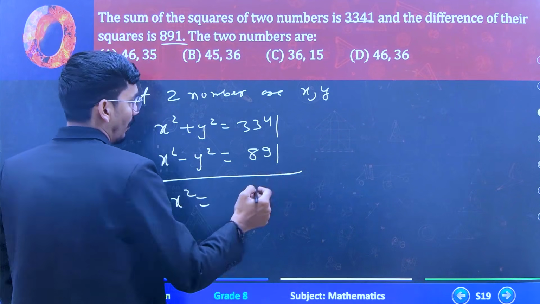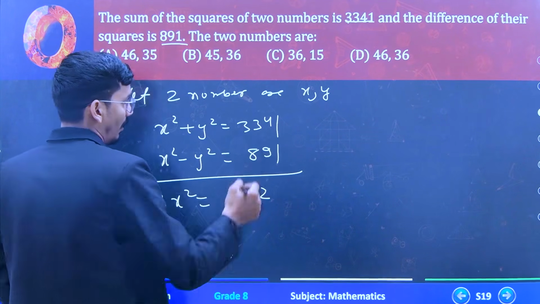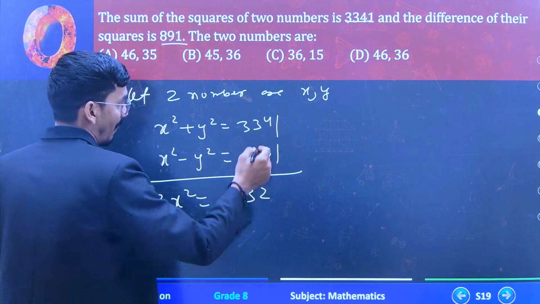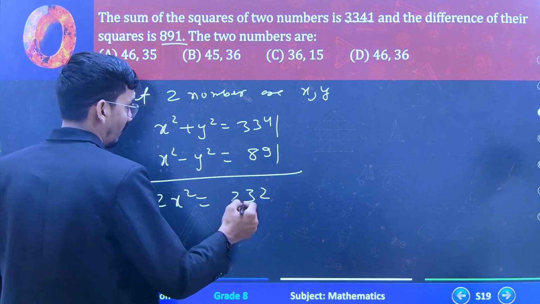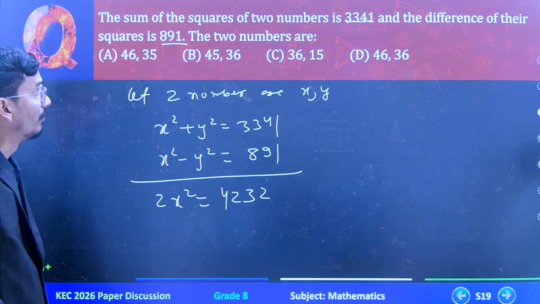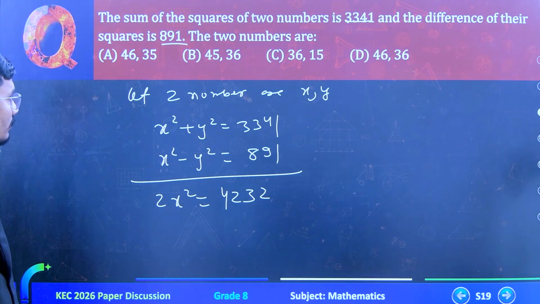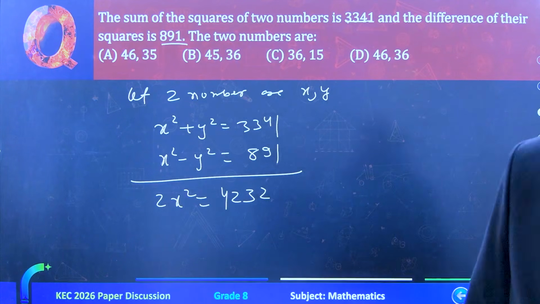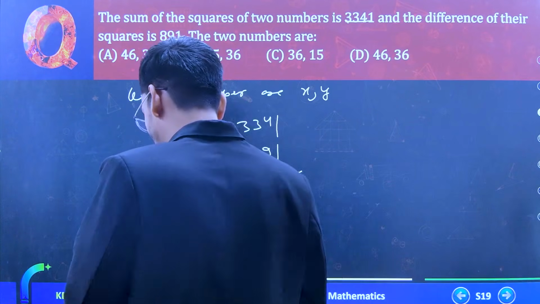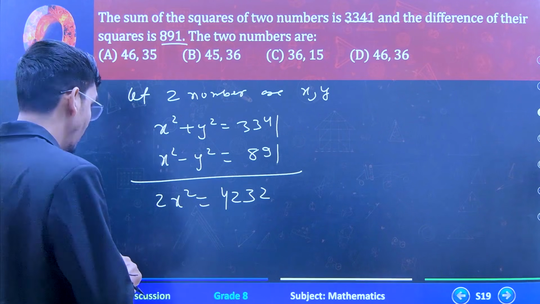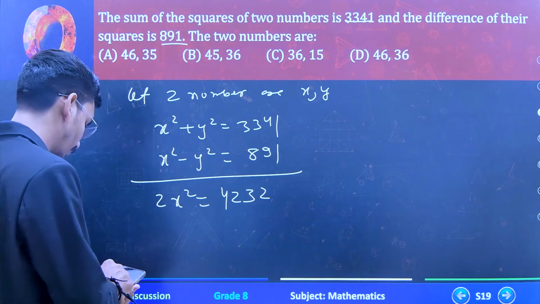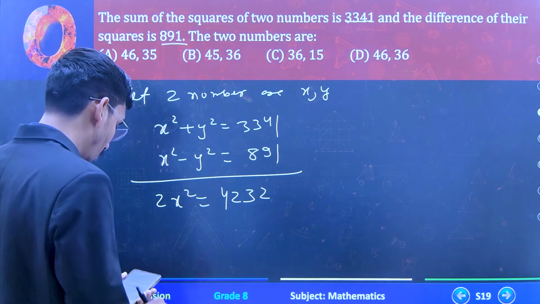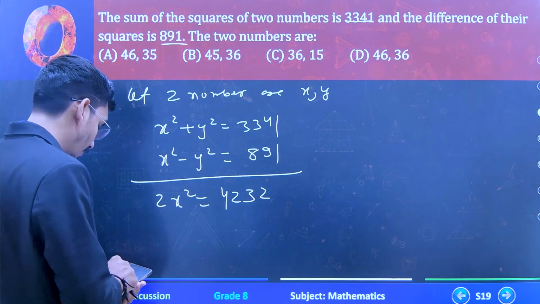When we add these two numbers, 3341 plus 891, we will get 4232. Correct? 4232.